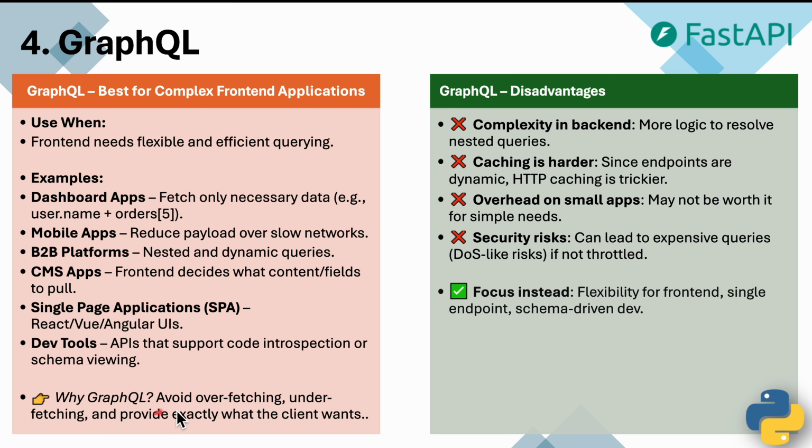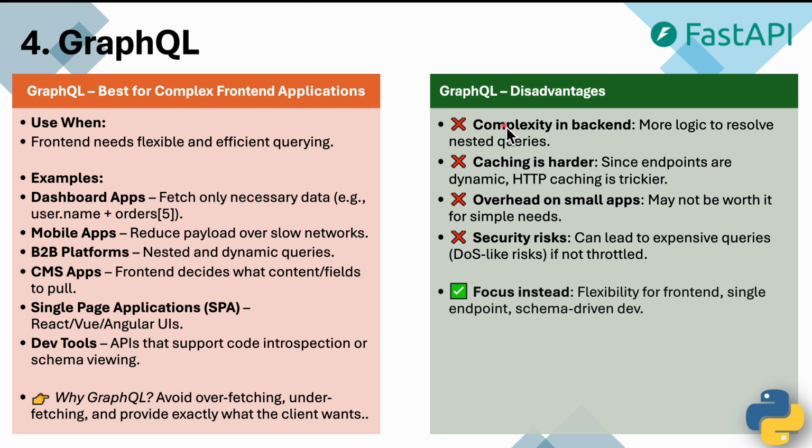Why GraphQL? Avoid overfetching and underfetching and provide exactly what the client wants. This is exactly against the REST API. REST API doesn't support this, and GraphQL supports this. It avoids overfetching and it avoids underfetching, but there are some disadvantages too.